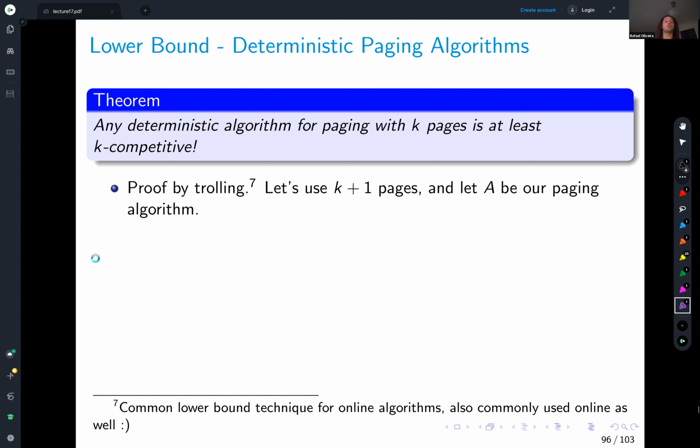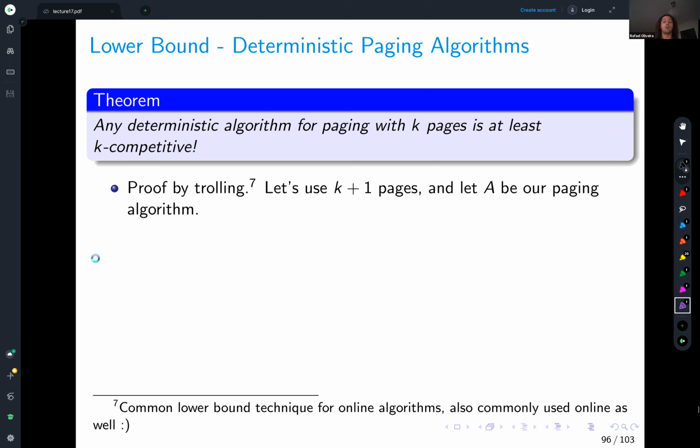And now let's just show a lower bound for deterministic paging algorithms. And how do we prove this lower bound? Well, the theorem is the following. Any deterministic algorithm for paging with K pages is at least K competitive. So this is showing that this algorithm is optimal, right, in terms of competitiveness. So, and how do we prove this? Well, how we usually prove stuff about online things, right? The proof is a proof by trolling, right? So there's a common lower bound technique for online algorithms, also commonly used technique online, right? Like people troll people all the time on the internet.